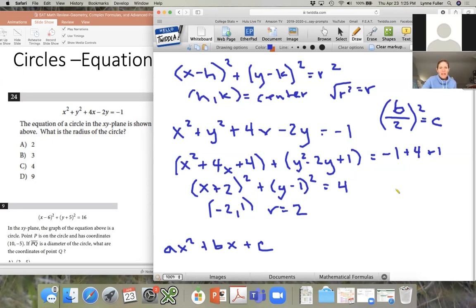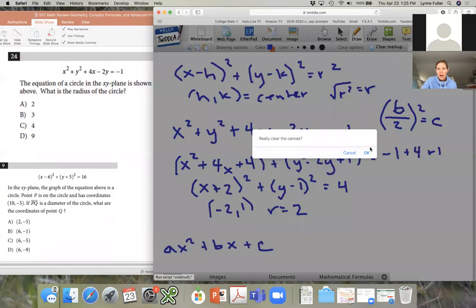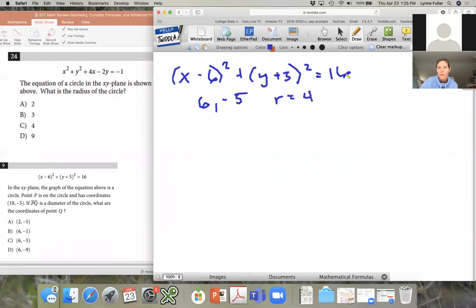All right, so with number 9, this is more of a visual of where we are taking a look at the circle and its coordinates. So for example, we have x minus 6 quantity squared plus y plus 5 quantity squared equals 16. So 6 comma -5 would be the center of our circle, and our radius would be 4.